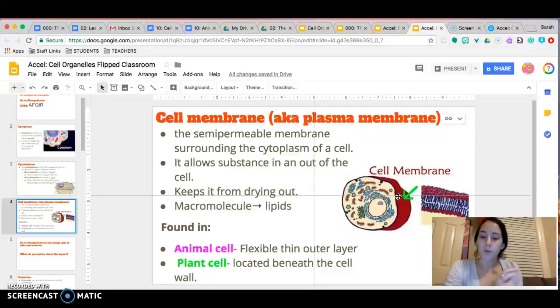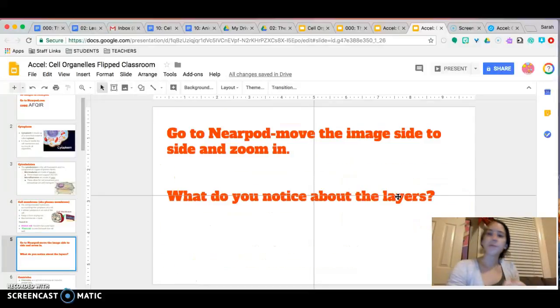So at this time, what I want you to do is you're going to go to Nearpod. And I have just an example already up so that you can see what I'm looking at. And I want you to actually move the image from side to side. I want you to zoom in on it. And then I want you to let me know, what do you notice about these layers?